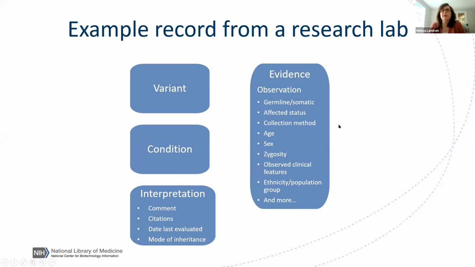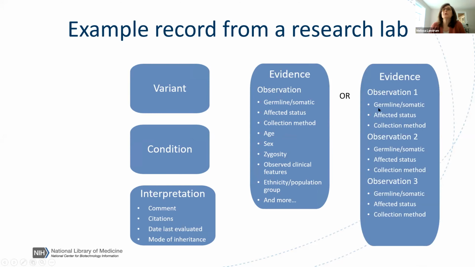Another thing you might see is a research lab might actually split out their observations into more than one. So they might actually give one observation per person. So let's say they looked at a family. So the first observation is describing the proband, and then they give two other observations, one specific to each parent, and they could give you information specific to each of those individuals. So that's just to point out that although we have this similar structure for the evidence, it's pretty flexible, and so you can see different kinds of information on different submissions throughout ClinVar.